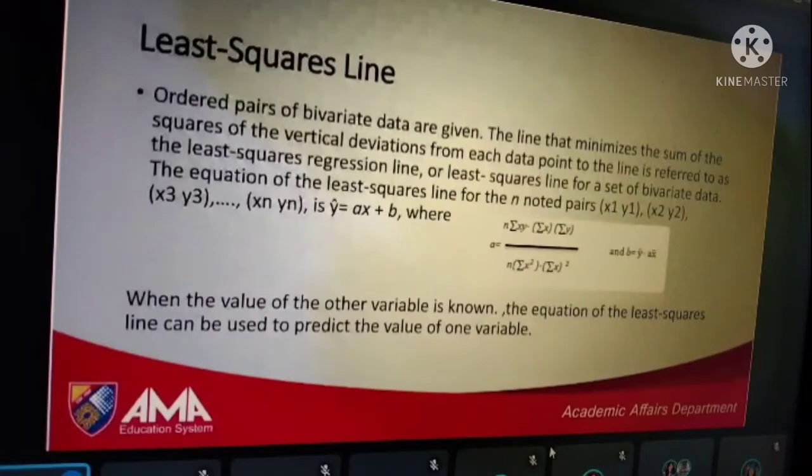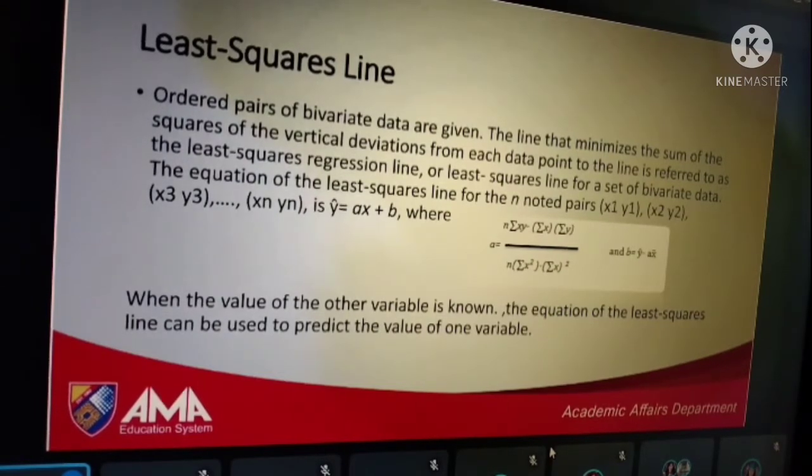Okay. Least squares line. Okay, we have here the ordered pairs of bivariate data. Alam niyo naman yung ordered pairs. Diniscuss ko na yung ordered pairs, di ba, last time? X sub 1 for Y sub 1, X sub 2 for Y sub 2, X sub 3 is for Y sub 3, and so on and so forth. X sub n is for Y sub n. And the formula for finding the least squares line, ayan po.